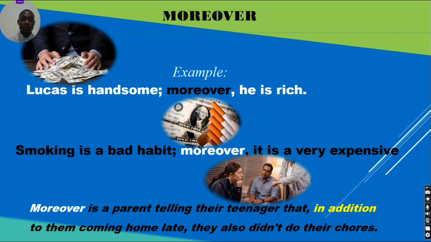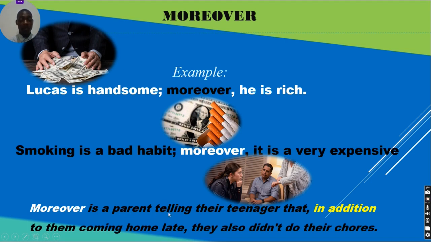The last example about moreover we have here. Moreover is a parent telling their teenager that, in addition to them coming home late, they also didn't do their chores. Ok, esse exemplo aqui é um bocadinho complexo, mas eu vou explicar. Ok, vamos lá. Primeiro entender certas palavras. Moreover, it's a parent, ok? Parent significa pais, não parentes, ok?